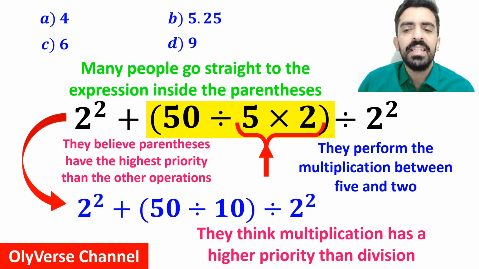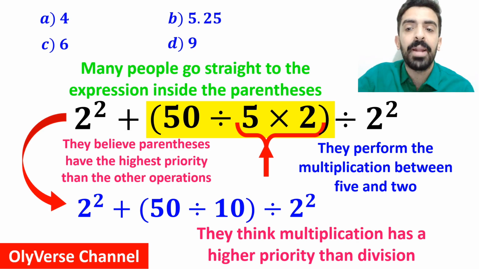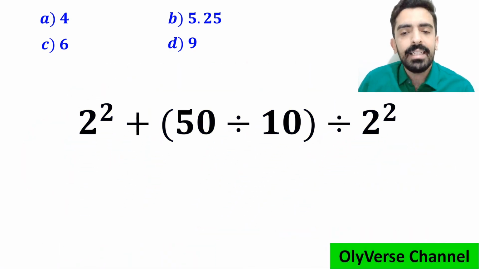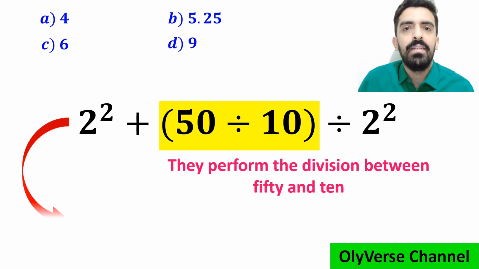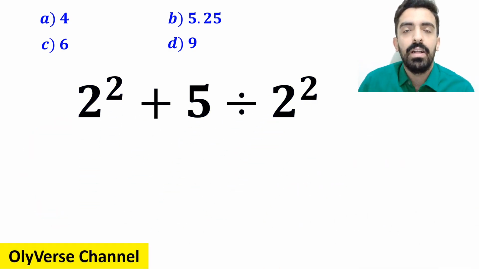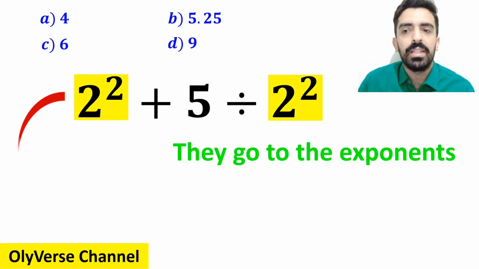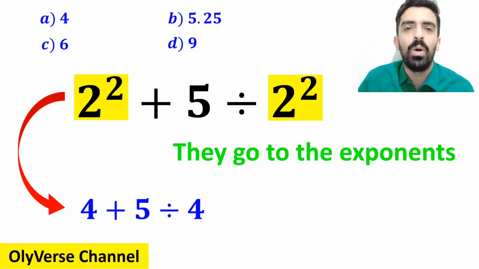So, they simplify this expression and write it as 2 squared plus 50 divided by 10 inside the parentheses, then divided by 2 squared. And the next step, they move on to the division between 50 and 10 and replace this expression with 2 squared plus 5 divided by 2 squared. Then, they go to the exponents and simplify this expression to 4 plus 5 divided by 4.